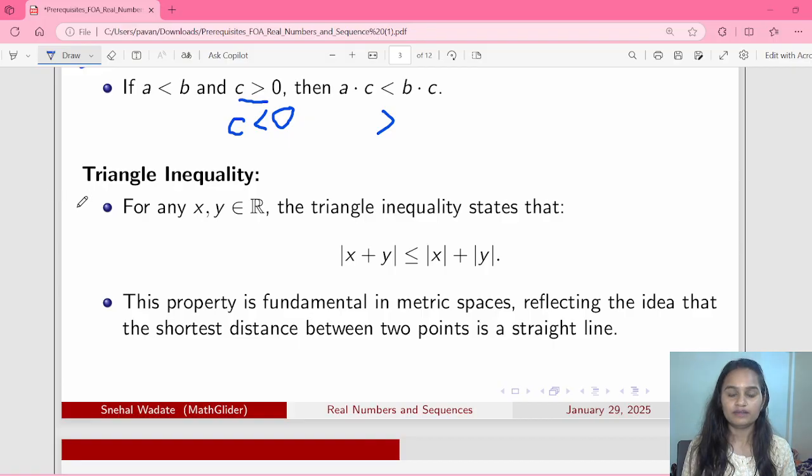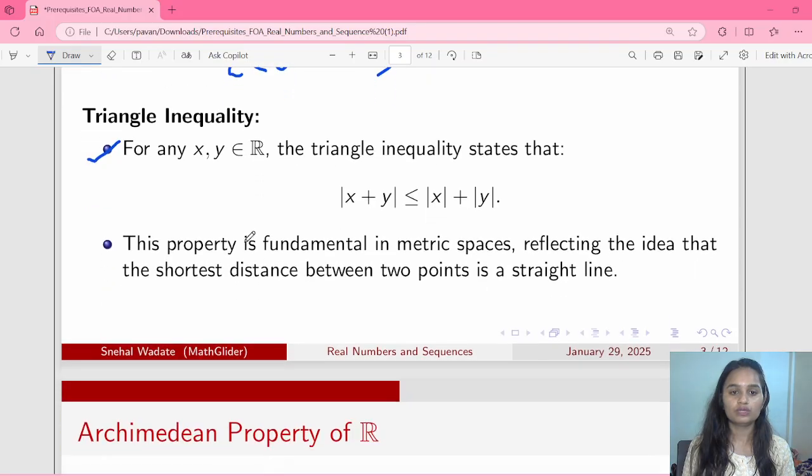Triangle inequality. We have a triangle inequality in real numbers. So you can see triangle inequality says that if we add two numbers and then we take absolute value, it is always less than or equal to absolute values of two numbers separately and then adding. Okay, this is obvious to see in 1D. It is similarly obvious to see in 2D also.